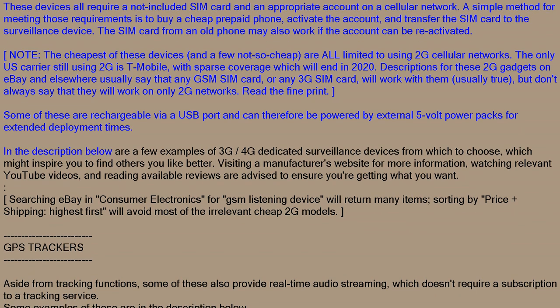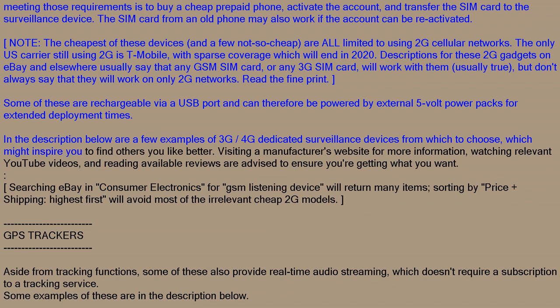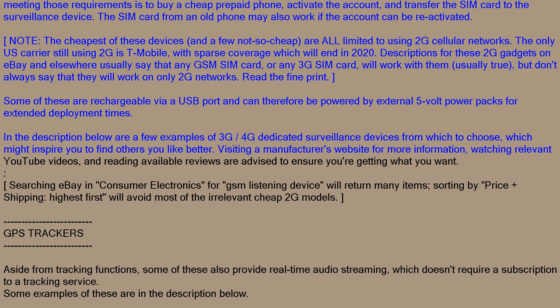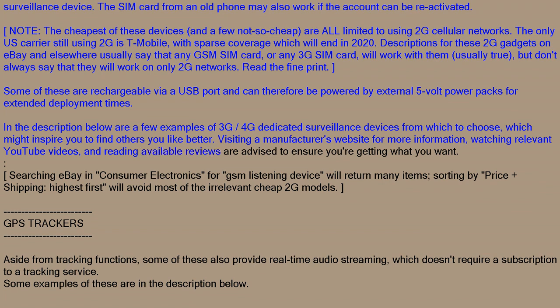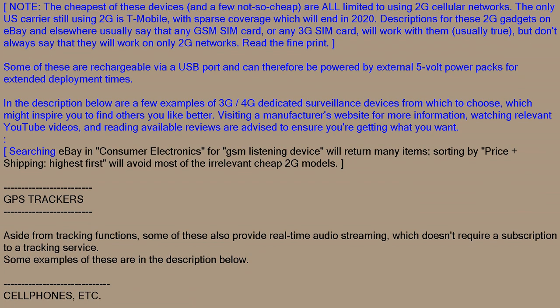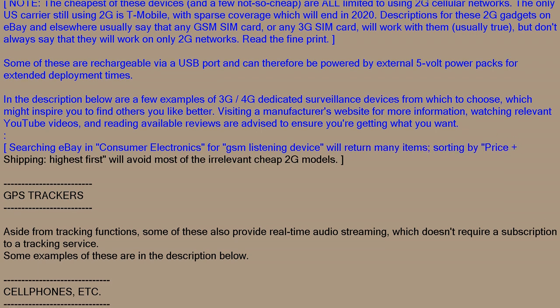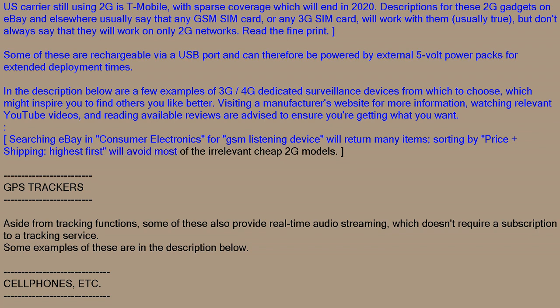In the description below are a few examples of 3G/4G dedicated surveillance devices from which to choose, which might inspire you to find others you like better. Visiting a manufacturer's website for more information, watching relevant YouTube videos, and reading available reviews are advised to ensure you're getting what you want. Searching eBay and consumer electronics for GSM listening device will return many items, sorting by price plus shipping, highest first, will avoid most of the irrelevant cheap 2G models.